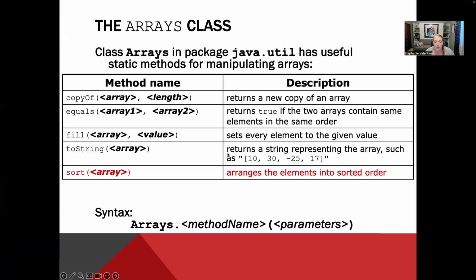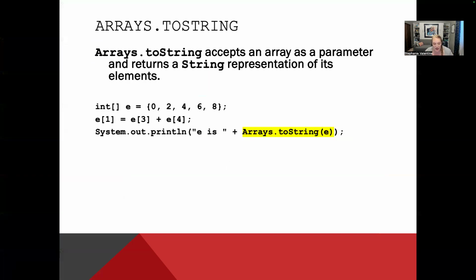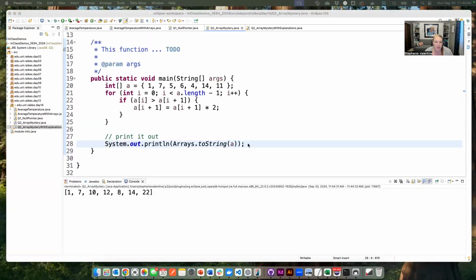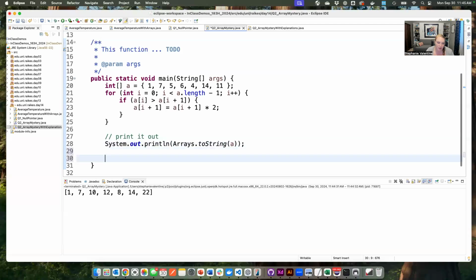Okay, so another thing that you can do is sort the array. It's going to take the elements inside the array and put them in a sorted order, with the smallest elements at the beginning of the array and the largest elements at the end of the array. Let's show you what that would look like too. So I am going to say a dot sort here.